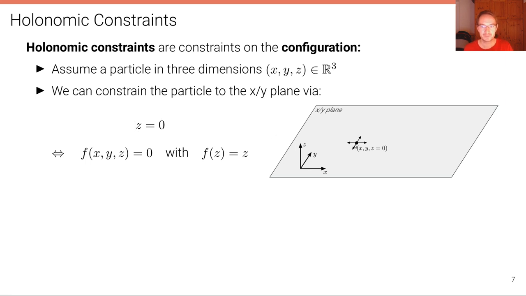If we do so, this particle can only move in the plane that's spanned by the x and y vector, because we can only modify the x and y location while we have clamped the z location to zero. And we can express this condition as a function of the configuration of the particle being equal to zero, where in this very simple case, that function f of x, y, z corresponds to c. Of course, there could be more complicated systems for holonomic constraints, but here we keep it simple.